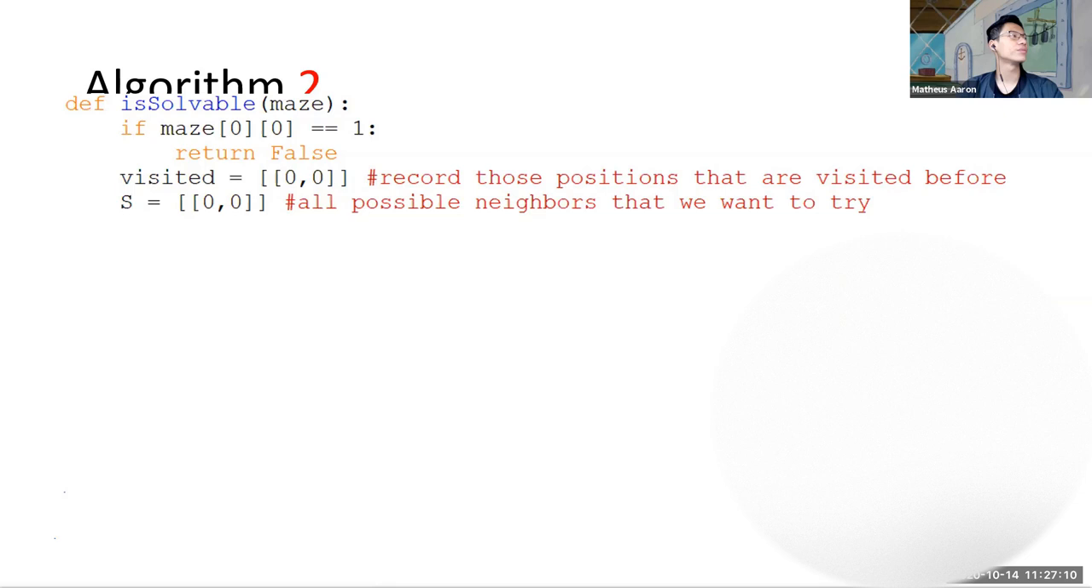So we start with this, maze[0][0]. If maze[0][0] is 1, meaning the starting point is blocked already, then we return false. Then we start with a visited place, in the earlier case, the airport. And S is all the possible neighbors that we want to try, which is our bucket list. So now, while our bucket list is not empty, I take one item from the bucket list. I take one place from the bucket list.